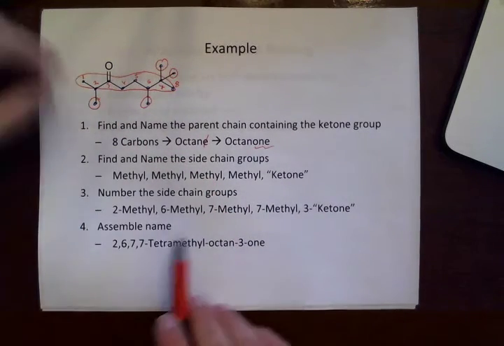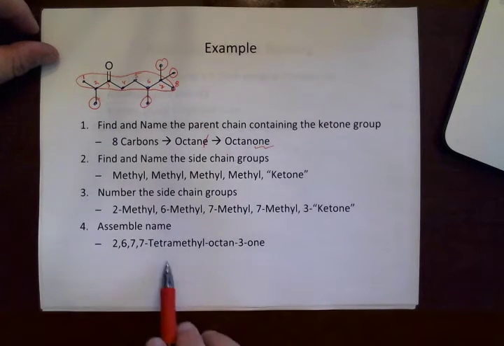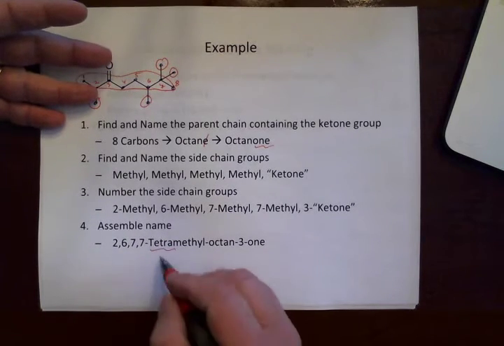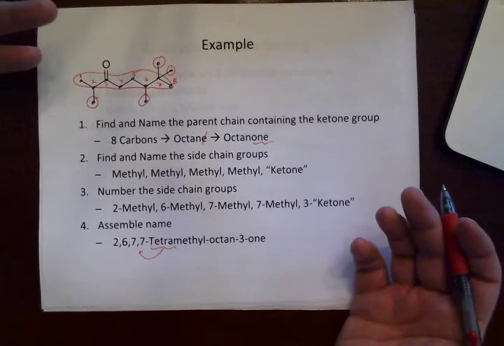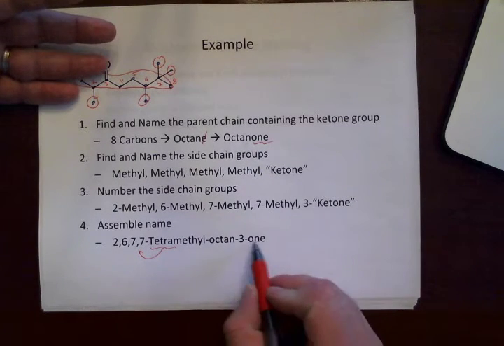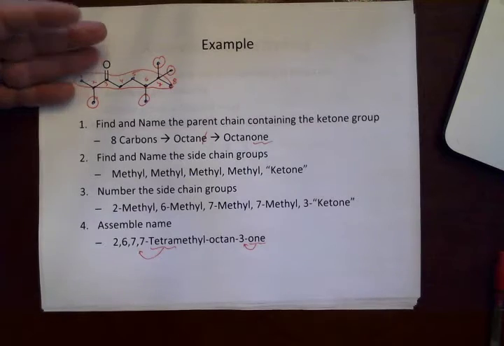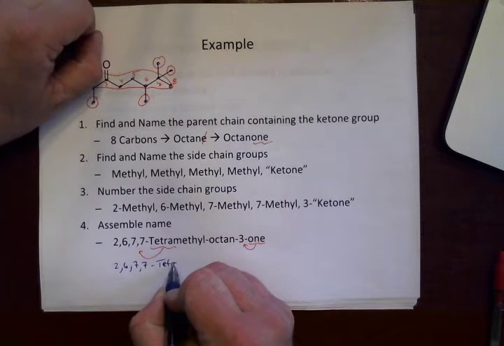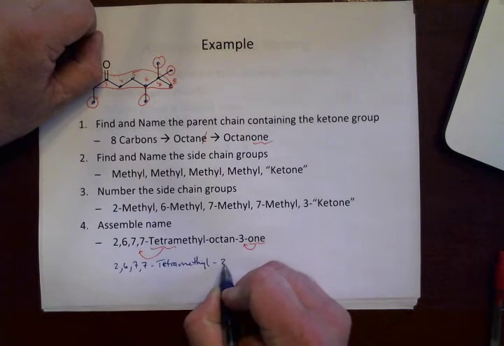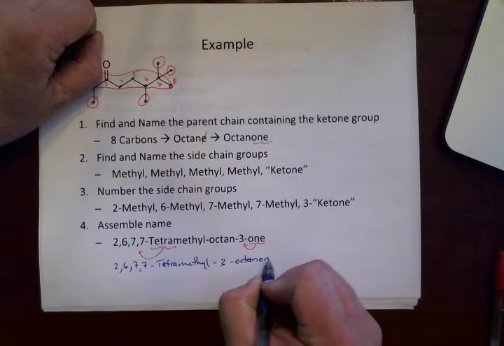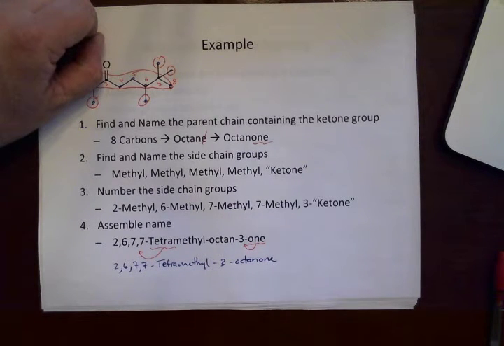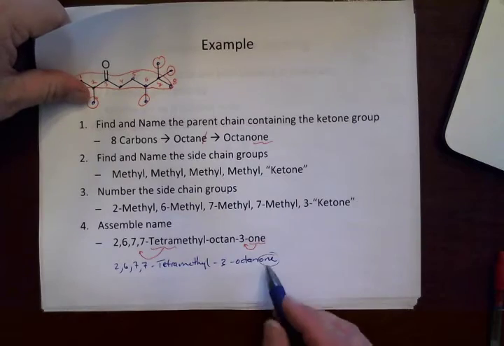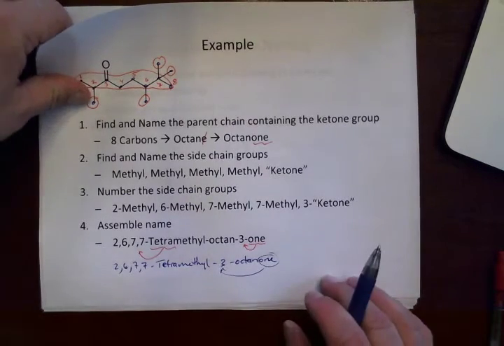So when you put it together, you do 2, 6, 7, 7 tetramethyl. Let me know if there's a tetra here. I need 4 numbers, even if they're all the same number. Then octane 3-one, which says the ketone's at carbon 3. The other way you could write it would be 2, 6, 7, 7 tetramethyl 3 octanone. That's fine. I'll take either one. But notice I wrote ketone in here and put it in quotes. That's what this is for. But we need you to let me know where that is. It's at carbon 3.